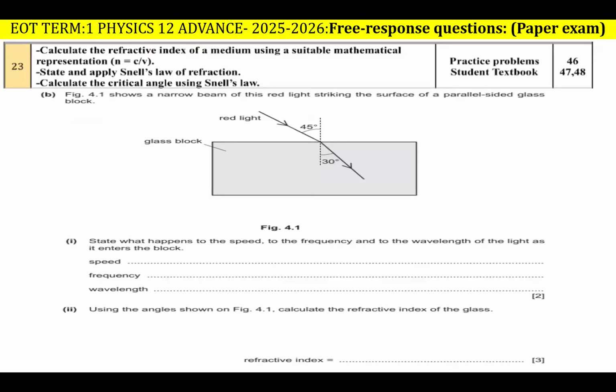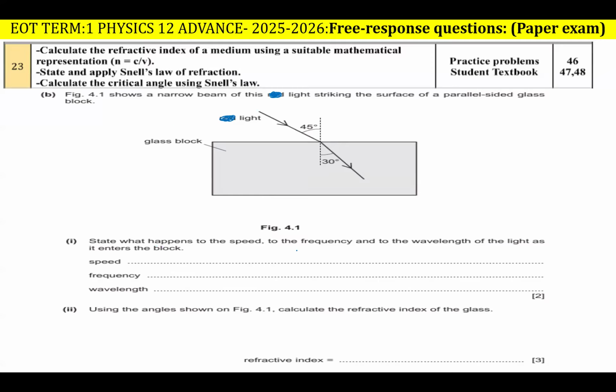Now the next one over here. So this one, let's see. We don't get into the details. So let's see that. 4.1 shows a narrow beam of light. Just consider it as a beam of light striking the surface of a parallel-sided glass block. So this is basically right. We don't have to consider it as a red one. That's a mistake from my side, I forgot to erase it. Okay, so 4.1 shows the narrow beam of light striking the surface of a parallel-sided glass block.